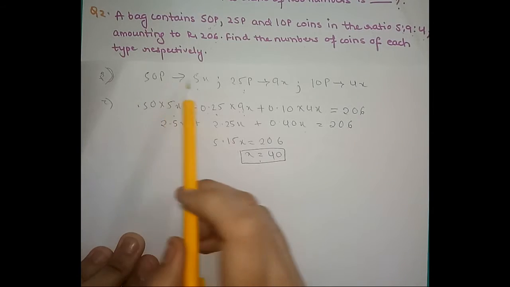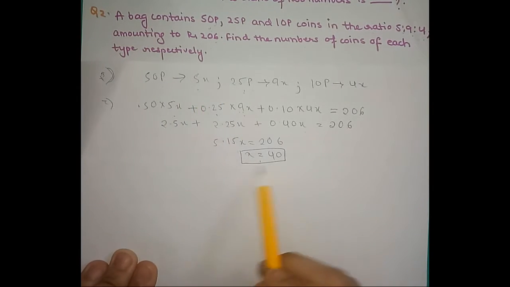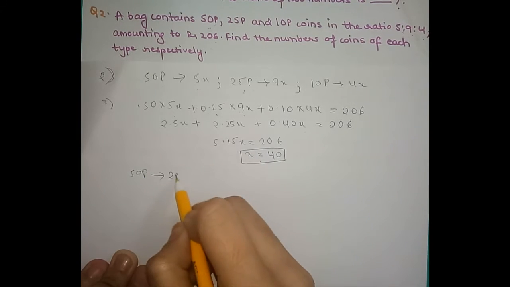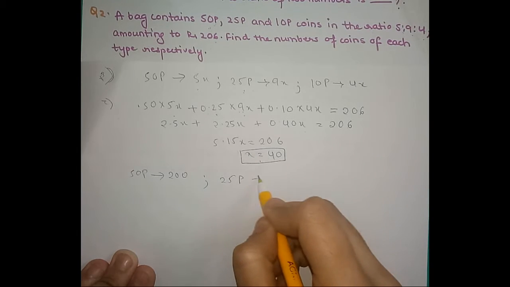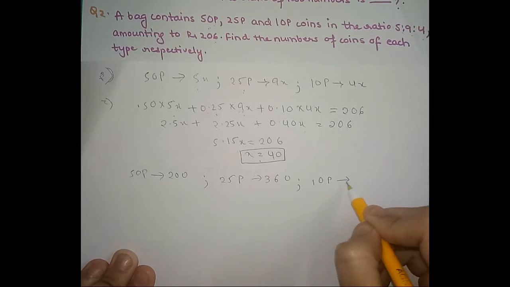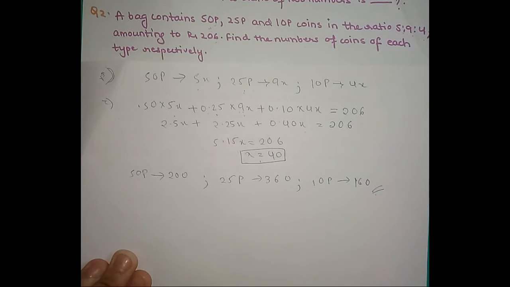So since 50 paise coins were 5x, right? The 50 paise coins will be what? It will be 200 coins. In a similar way, your 25 paise coins will be what? They will be 360, and the 10 paise coins will be 160, right? So this is your final answer.